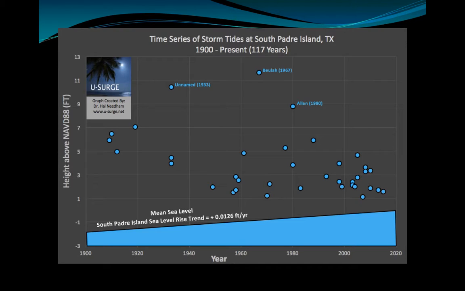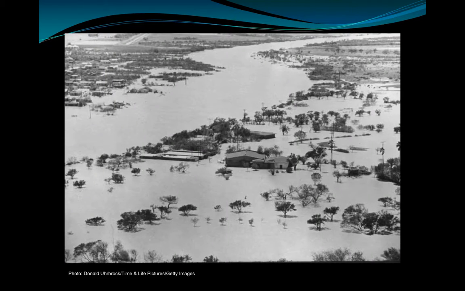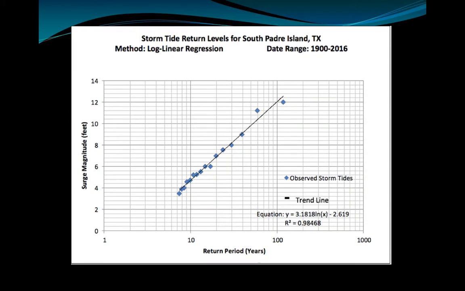And again, these were actual events that occurred. These weren't theoretical or hypothetical events. For example, this is a picture of the flooding from Hurricane Beulah in 1967 as a 12-foot storm surge slammed into the South Texas coast and heavy rain occurred inland. Statistically, we can take the data that occurred, that we looked at in the time series, and run statistical analysis to tell us something about our long-term vulnerability.